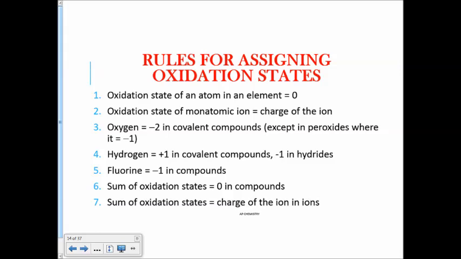Oxygen's -2, except for peroxides, which we rarely use. They're -1. Hydrogen is the toughy one to recognize. If hydrogen is in a covalent compound, that means with other nonmetals, hydrogen's going to be +1. If it's in a hydride where it's within a metal, it's going to be the -1 charge. That's more rare. Hydrides are more rare. You're going to see hydrogen more often with other nonmetals.